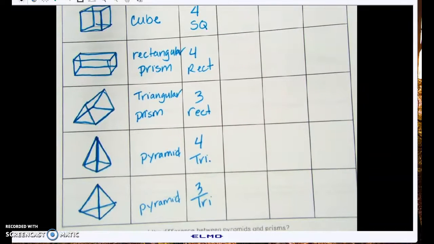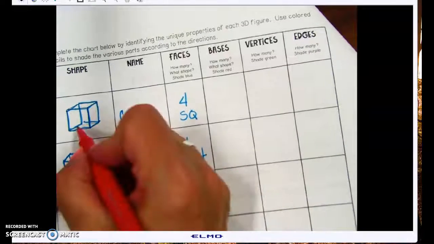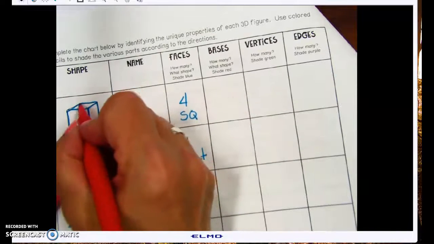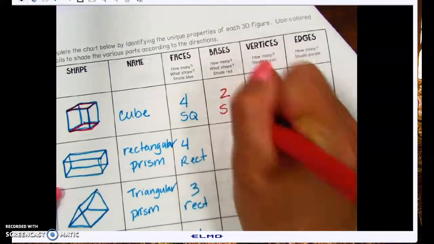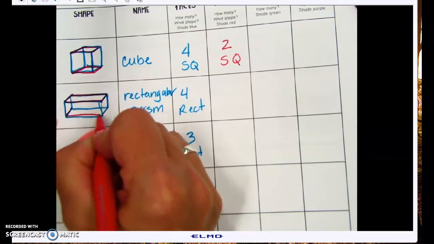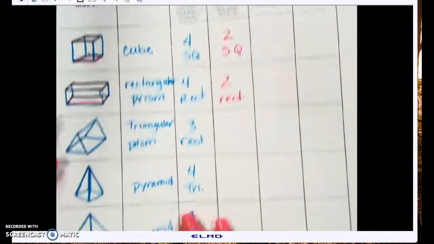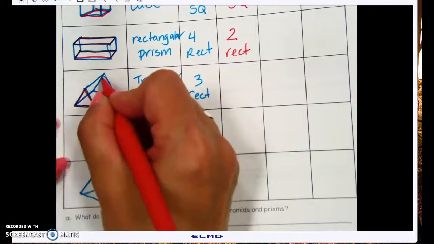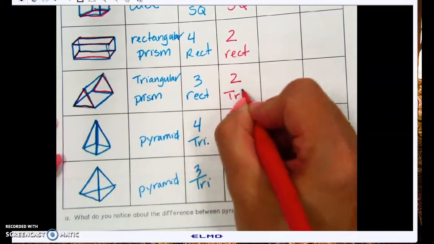Now we want to find our bases. Now, the bases are what name our shape. Well, here, whatever we didn't show as a face is a base on a cube. So we have 2 squares. Well, let's look here. We have this one up here, and we have this one down here. So we have 2 rectangles. Over here, my base, well, guess what? This is on its side. We have 2 triangle bases.